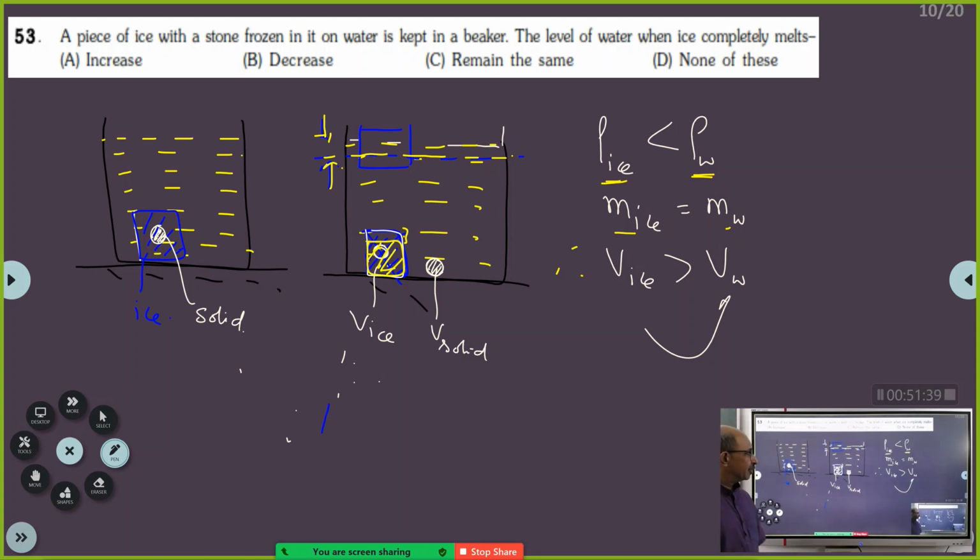Agreed? Yes, sir. Okay, so I think if it is wrong, then all of us are wrong. 53rd problem. B. Yes, B is the option. It just goes by logic. Okay, shall I proceed?